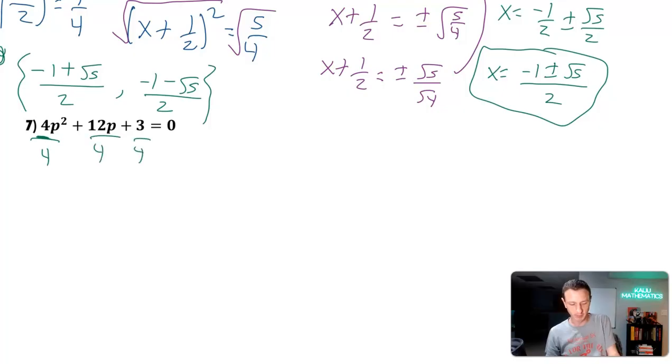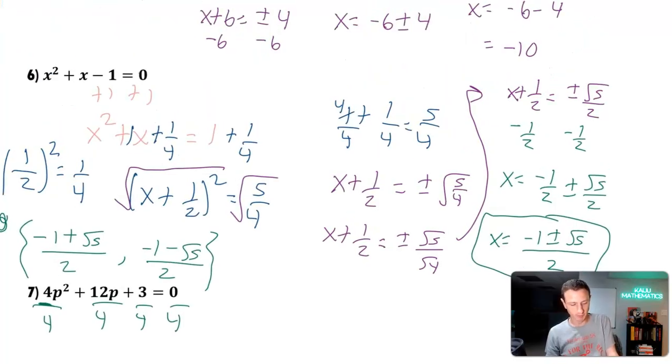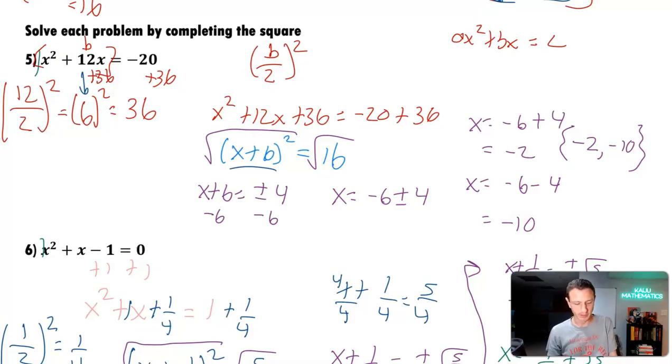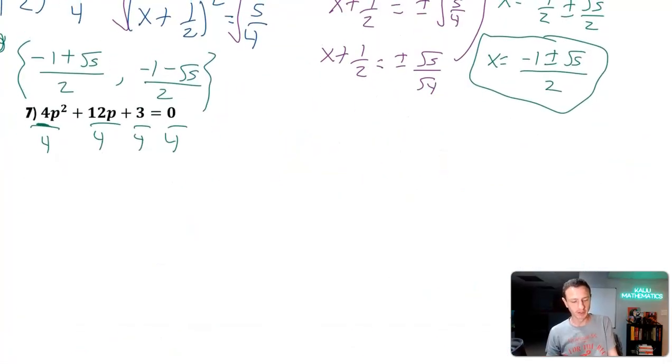And on those last couple problems that we did, that wasn't really the case. Like 1x squared, 1x squared. So we didn't have to worry about that too much. But we do want to divide everything by 4. So that's going to be p squared plus 12p divided by 4 is 3p plus 3/4 equals 0 divided by 4 is 0. So that's nice.